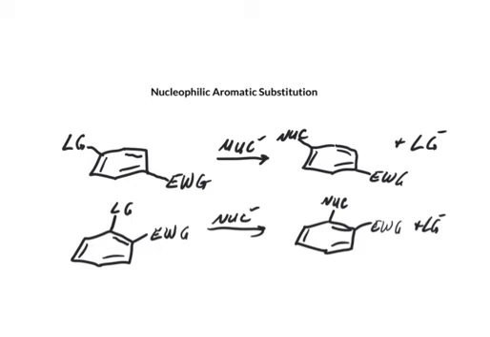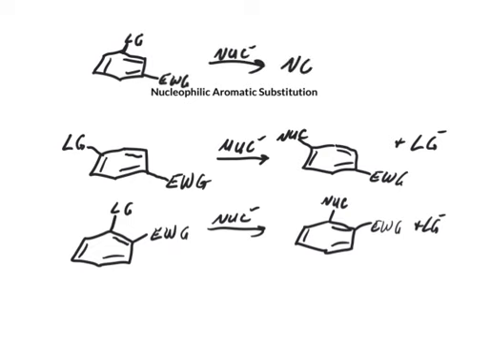Okay. When I try to do this with a meta-substituted, so I'll have the leaving group here and the electron withdrawing group is in the meta position, and I add a nucleophile, we get no reaction. So when we go through the mechanism, you'll see why the meta doesn't work. Meta leads to no reaction. Both the para substituted and the ortho substituted lead to these nucleophilic aromatic substitution reactions.